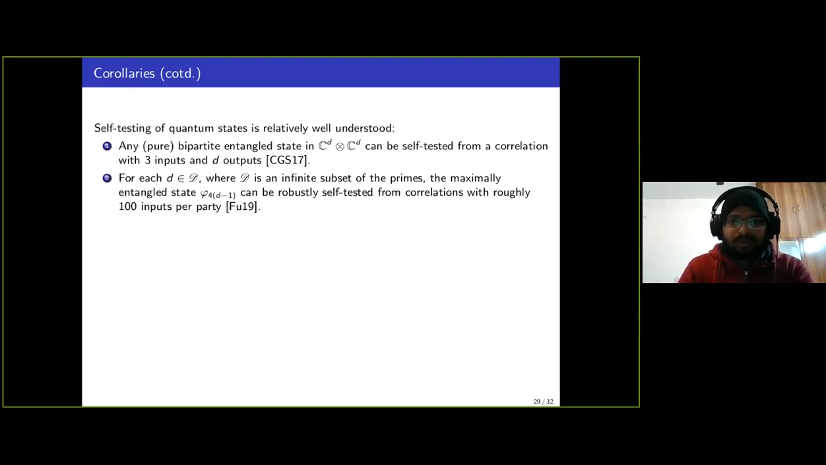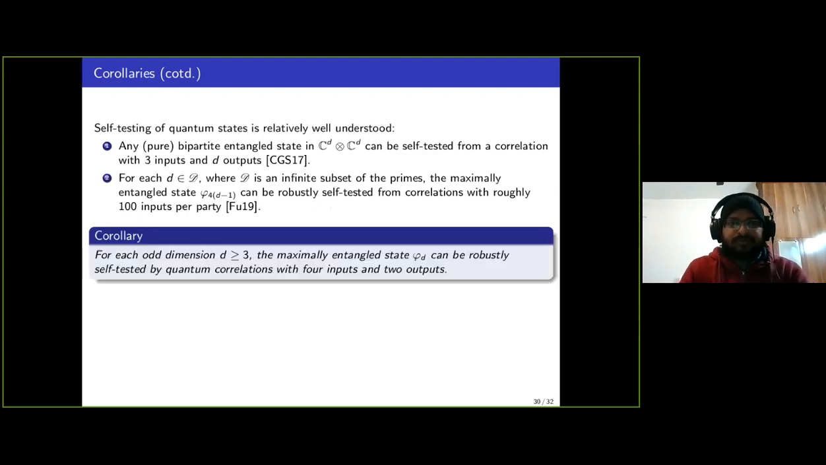So based on the corollary that we just saw, we can write down, say, that for each odd dimension, the maximally entangled state phi sub D can be robustly self-tested by quantum correlations with only 4 inputs and 2 outputs. So we have a constant size self-test for each of these maximally entangled states living in odd dimensions.